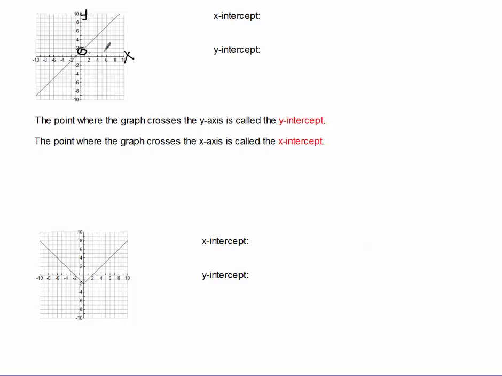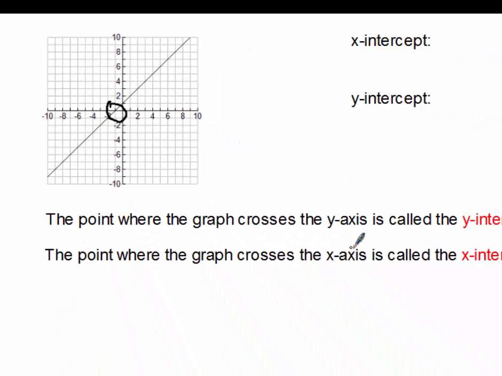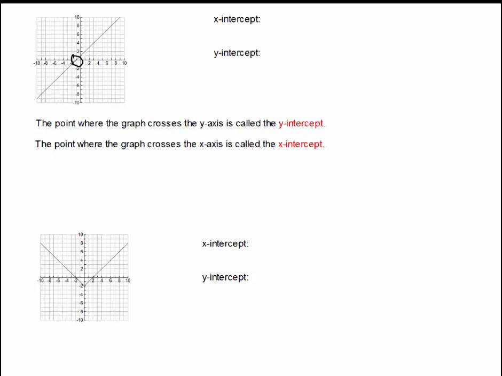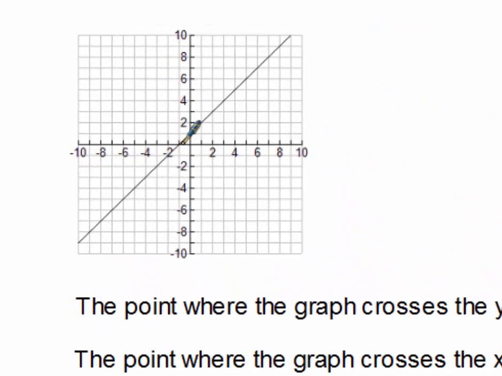Now where the graph crosses the x-axis, in this other point here, that's called the x-intercept. So the point where the graph crosses the x-axis is called the x-intercept.